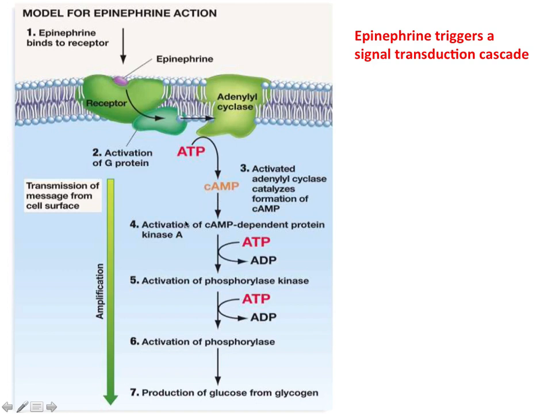It can do the activation of cyclic AMP dependent protein kinases. So various kinases get activated, and activation of phosphorylase, and finally the production of glucose from the glycogen. So this is the signal transduction cascade of epinephrine.